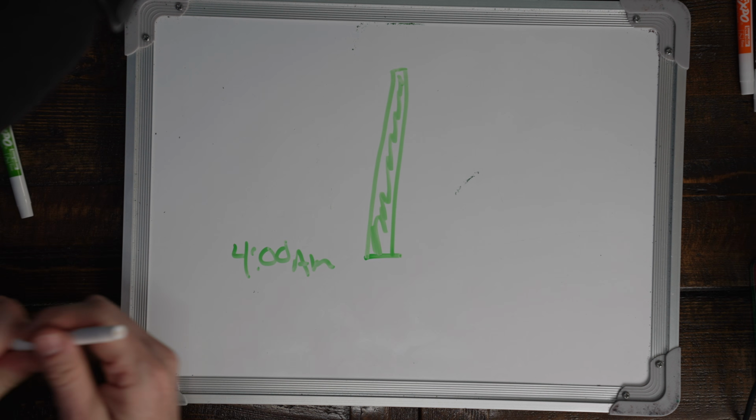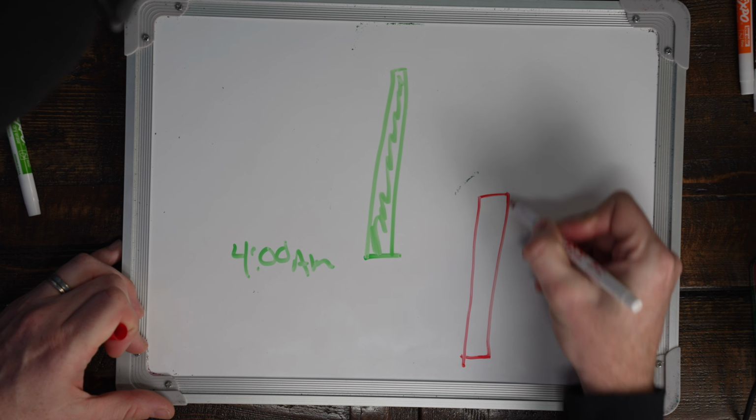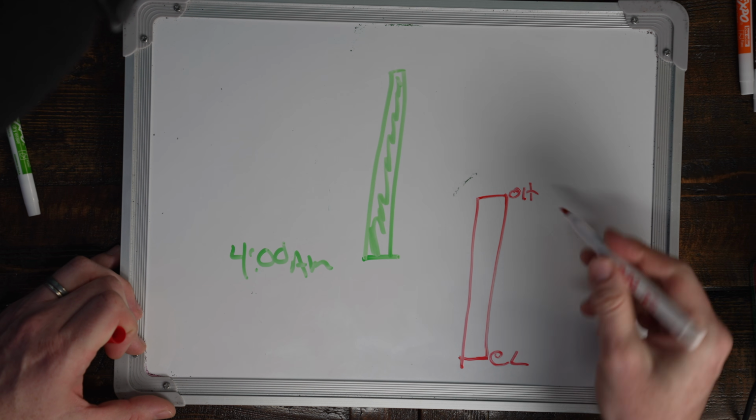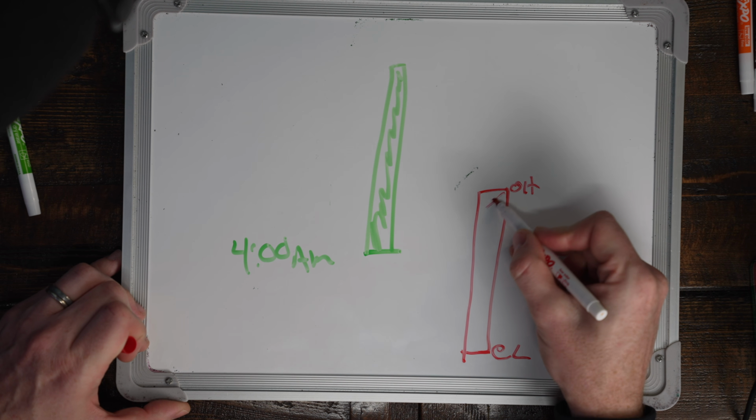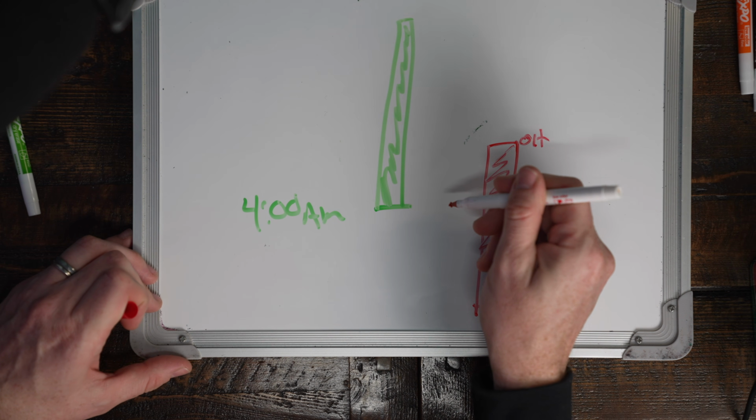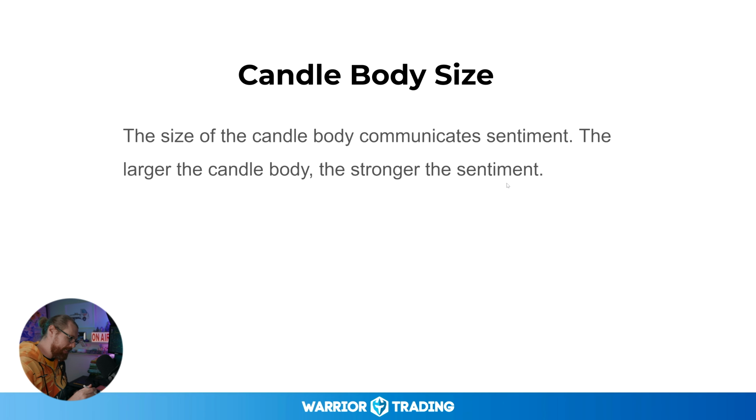On the other hand, let's say we open and we just go straight down, right? We open here, we close here. This is also the high, this is also the low. We opened at the high, we closed at the low. This is very bearish. This is very weak. So these are long body candles. Long body communicates strong sentiment in the market.